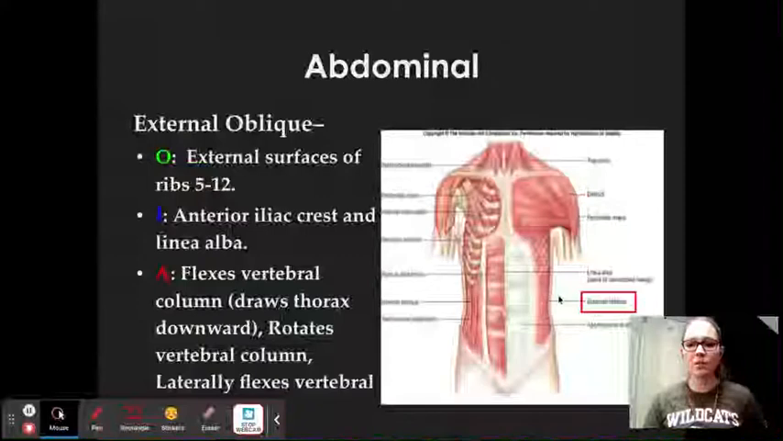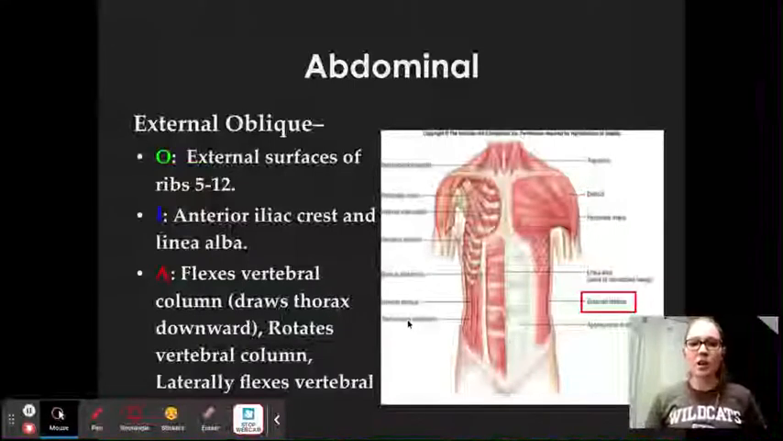So here's our external oblique in humans. So it's the abdominal muscles that run down and on the side. They are the most superficial of the abdominal muscles that are on our sides. So they originate from the external surfaces of ribs 5 through 12. And then they insert on the iliac crest and the linea alba. So you guys can see that they'll run down and in. And so they insert here on our linea alba, as well as the iliac crest of our pubic bone.